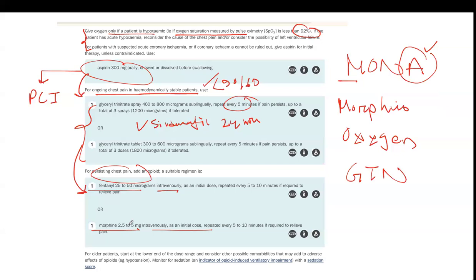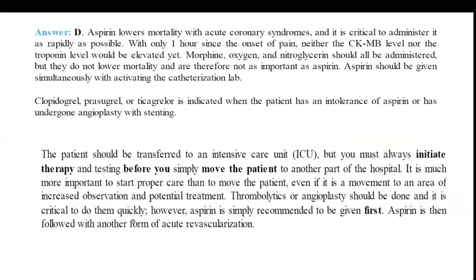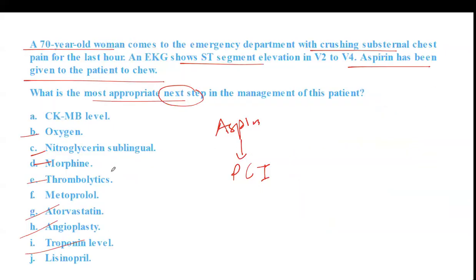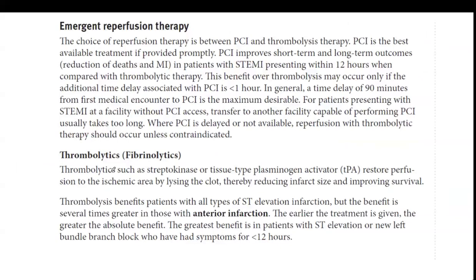Okay? So keep it in your mind forever for MCQ exam. It's aspirin first. For ST elevated MI, the next step will be PCI, angioplasty, angiogram, whatever is there. And then after that, you do everything else. Okay? Please do not choose anything else. And I can assure you those will be wrong in your exam if you do that. And that's up to you. I've done my part.